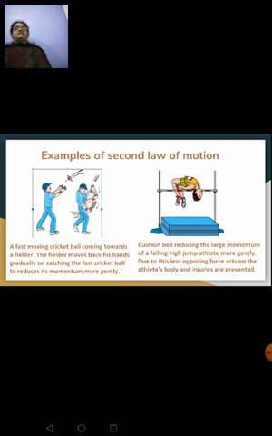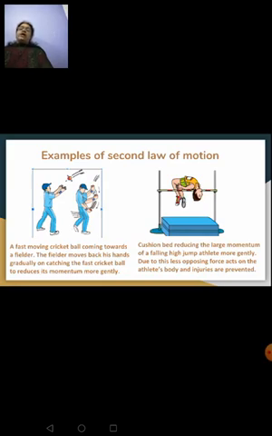Normally we see these fielders moving their hands back, taking it backwards to catch the ball. This is mainly to prevent them from being hurt. How does this work? A fast moving cricket ball normally possesses greater momentum. So when the fielder is moving his hands back, the momentum acting on the ball reduces gradually so that he can catch hold of the ball without getting hurt. The duration is increased, which is bringing a change in the momentum of the ball.